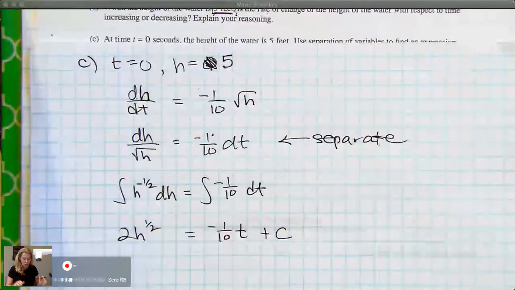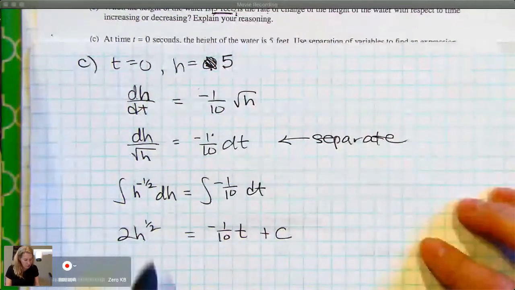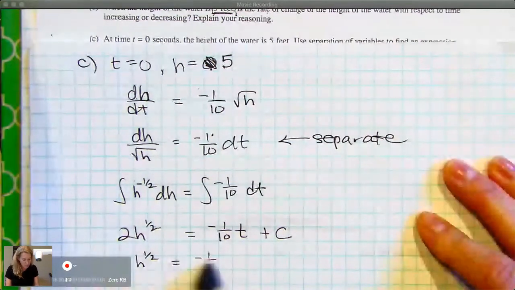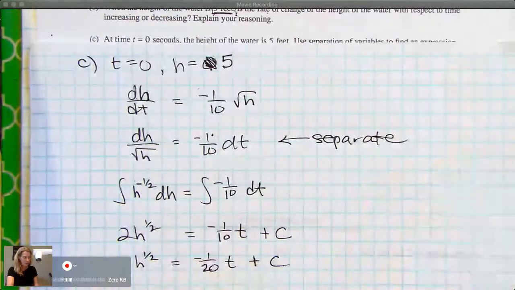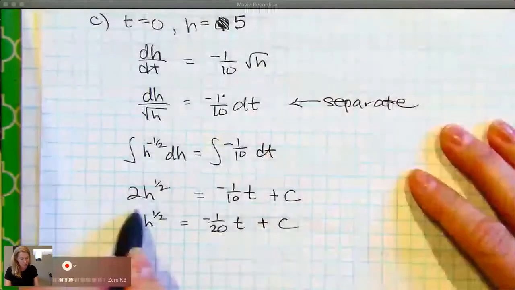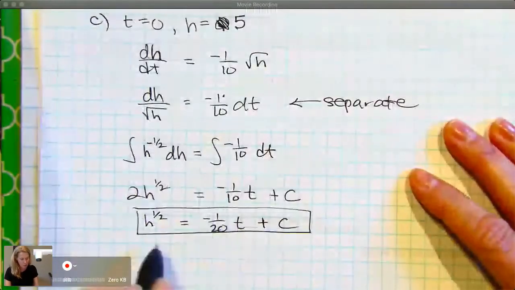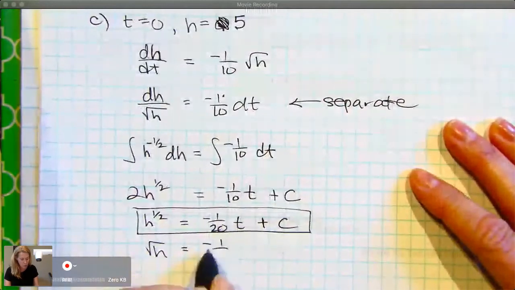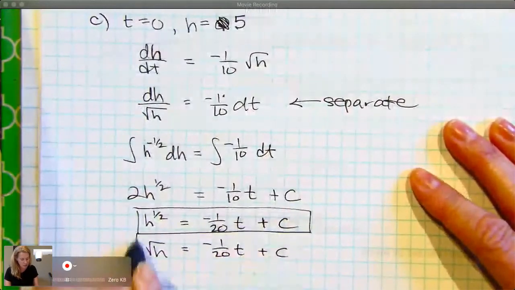So to get a generic equation, I can divide everything by 2, and I'm going to leave it as plus c. I tend to do that. Leave that as a plus c right there. I'm going to freeze it right here. So basically I have square root of h equals -1/20 t plus c.